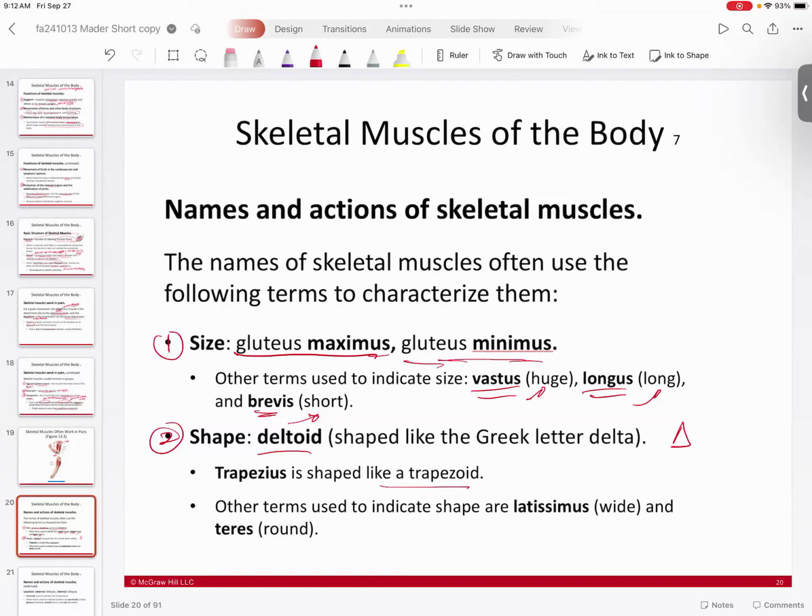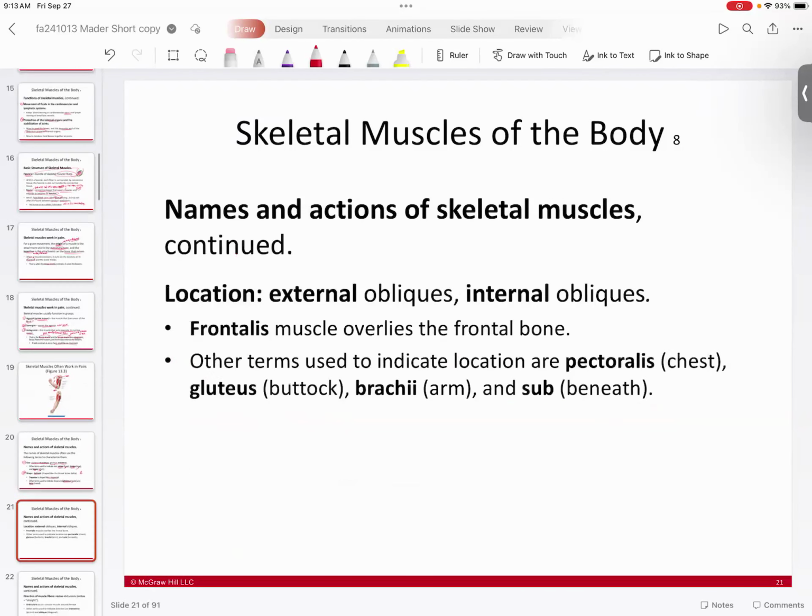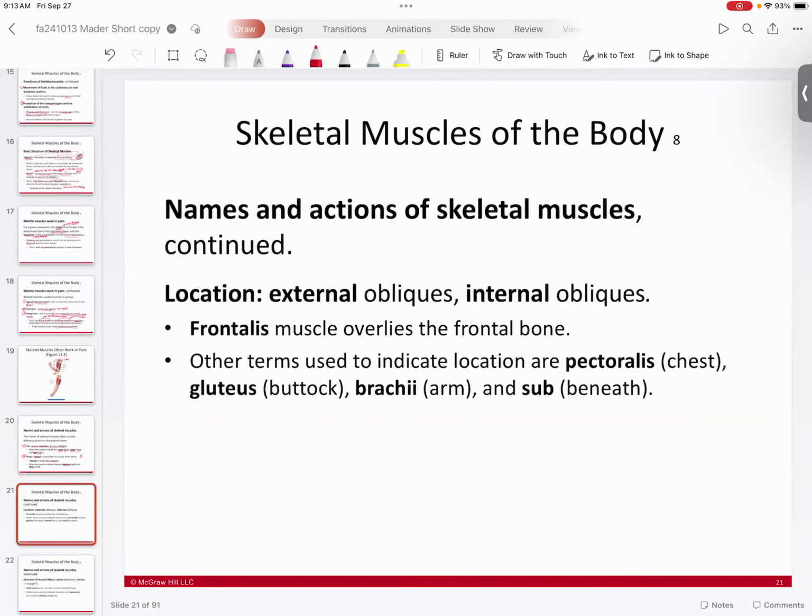And the latissimus dorsi, or the latissimus in this case, is a term for wide. So it's a very wide muscle. And then teres basically means round. So it's kind of a round shaped muscle. So this is one of the reasons why when students take anatomy and physiology, like they're going to a health field, they will oftentimes take a terminology course, because it'll help them with their naming and their nomenclature.